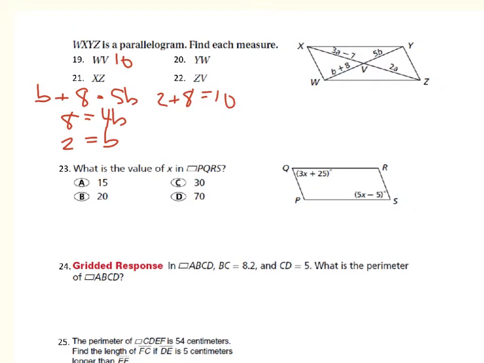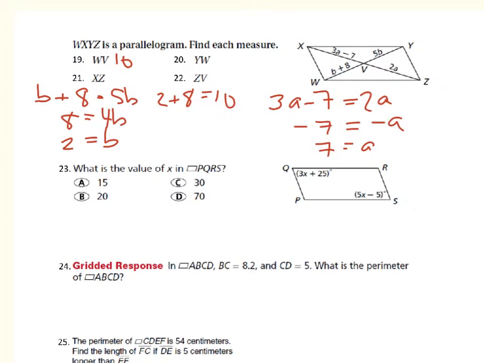Next, they want me to find XZ. XZ is the entire diagonal. So I know 3A minus 7 is equal to 2A. I'm going to subtract 3A from both sides. I get negative 7 is equal to negative A. And I need both of them to be positive. So I'm going to divide both of them by a negative. And that gives me 7 is equal to A. Okay.